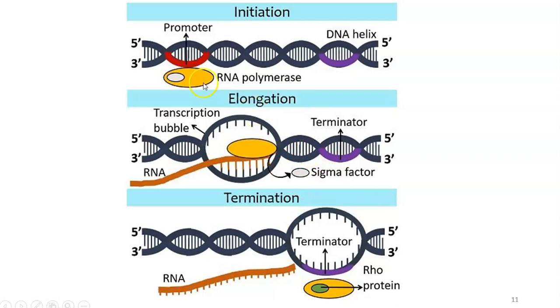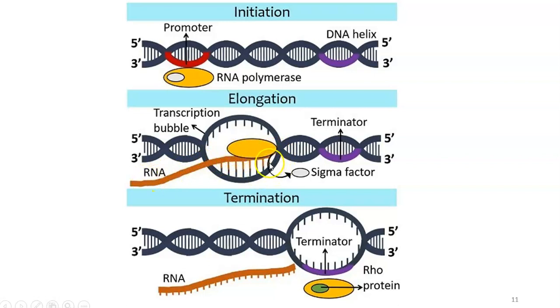We will have a detailed video on initiation and all. At that time we will see what the sigma factor is, which is associated with the promoter sequence and with the initiation. Now at initiation, RNA polymerase attaches to the promoter sequence. The next step is elongation. So this is the template strand and this orange thing is the mRNA.